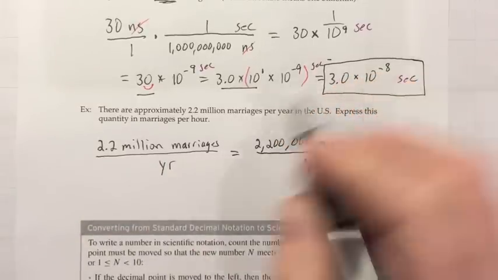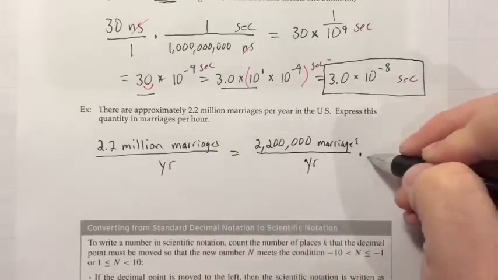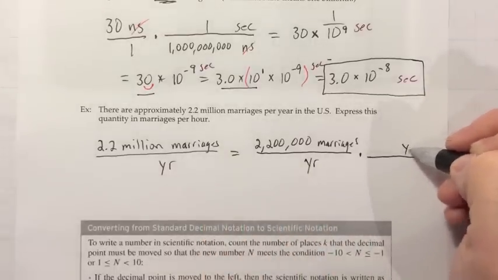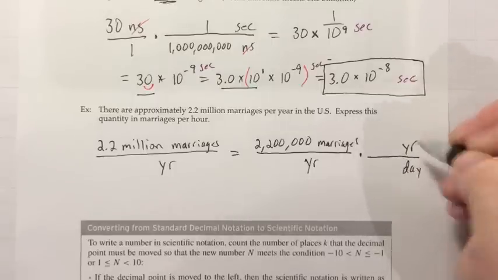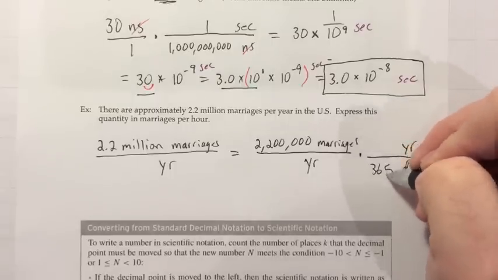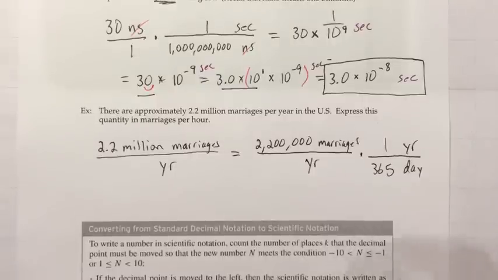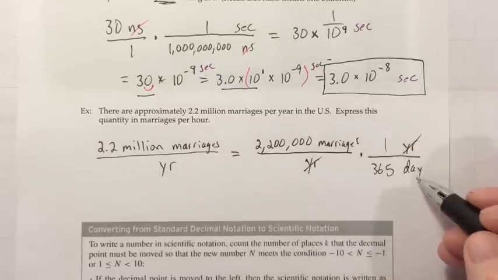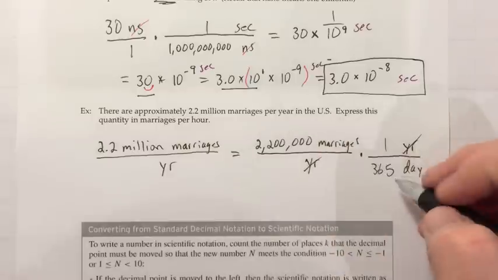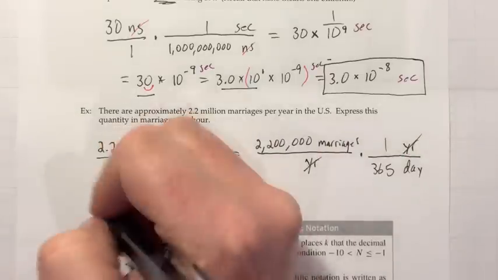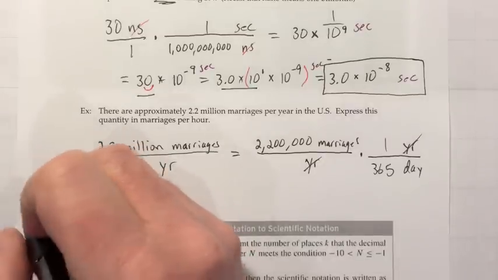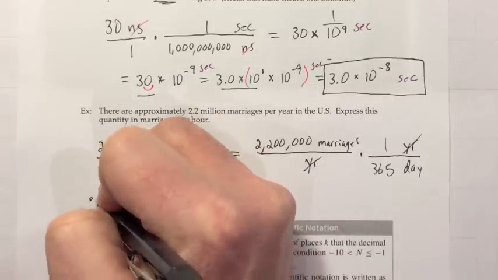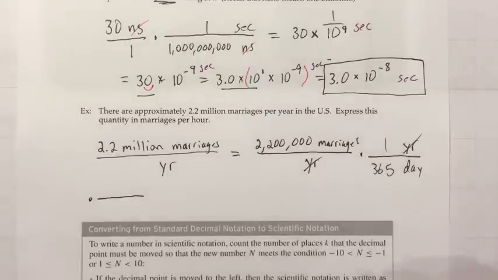But we still have years, and they want hours. So we start converting. Let's get rid of the years, and let's switch it to days. So there's 365 days in a typical year, and now the years are canceled, and we're in days. And let me just do another conversion factor over here on the next line. I kind of ran out of space over here.